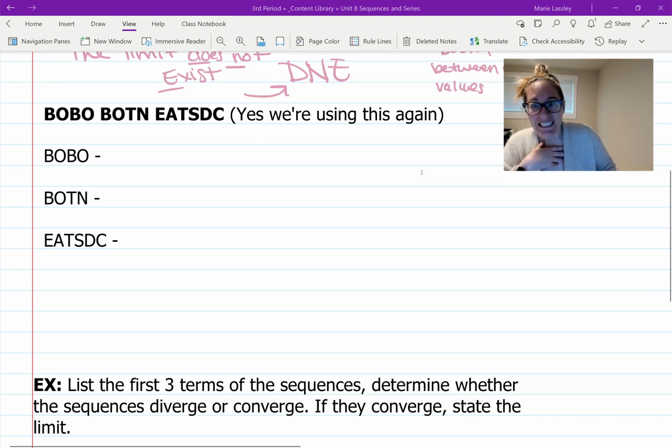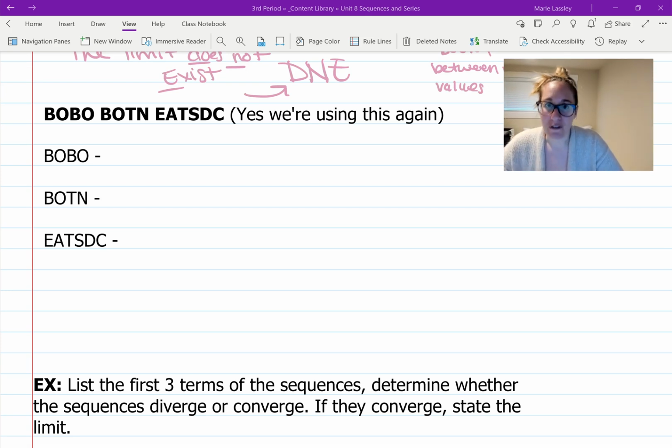Bobo Boden eats DC. Yeah, we're using it again. If you don't remember, we did this back when we were looking at rational functions and trying to figure out what the horizontal asymptote was going to be. We used it to figure out what horizontal value we were approaching. We're going to use the same technique for our sequences, and it actually works. When you're doing limits of all sorts, Bobo Boden eats DC actually works for all of these limits.